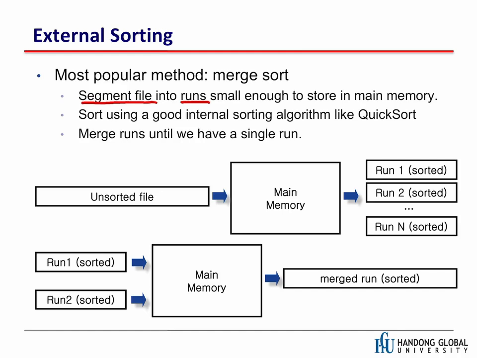Then we can sort all these small files in the main memory. Let's say we have 1 million files. Then we can read one file at a time into main memory, one by one, and sort it using any internal sorter like quick sort. Now all the files are sorted, so 1 million files are sorted within each file.